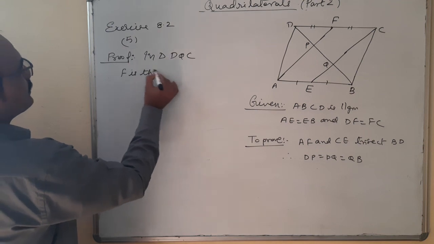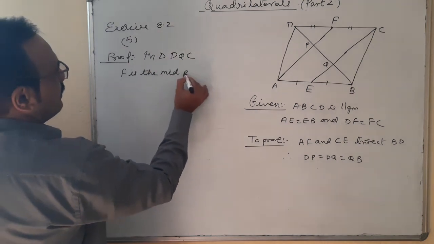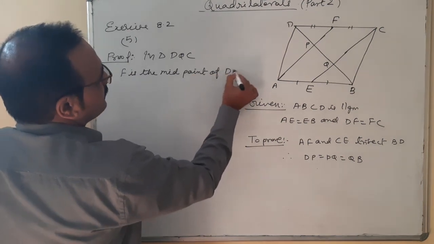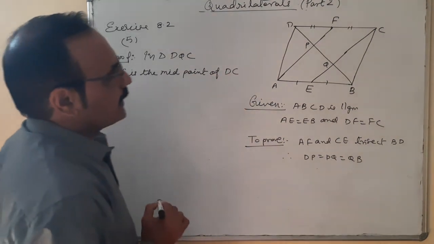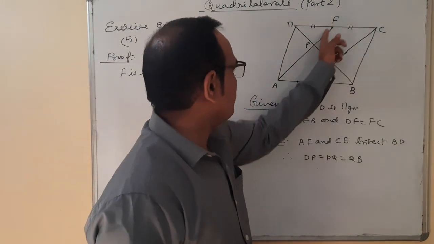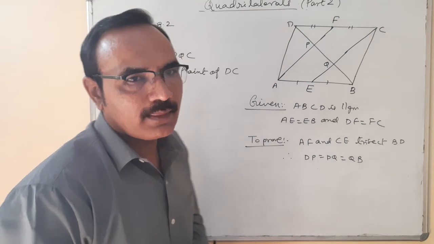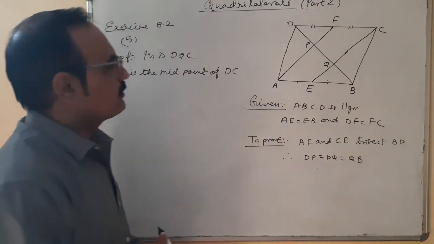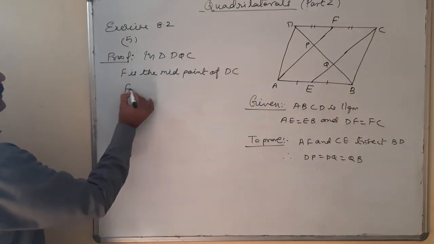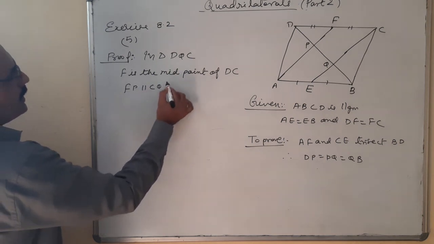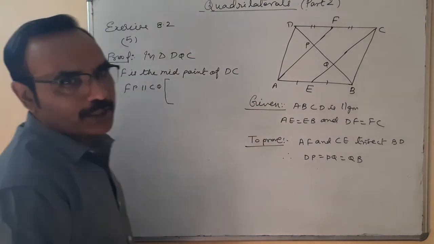In this triangle, F is the midpoint of DC. It's okay. And FP is parallel to CQ. Yes or no? FP is parallel to CQ. I'll give you the reason. You know what is the reason?